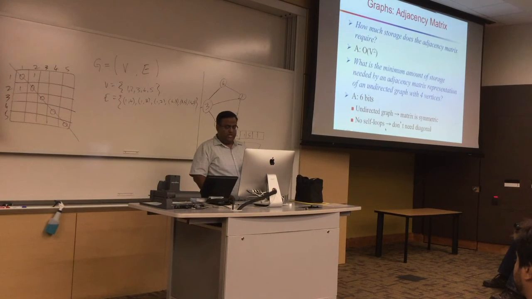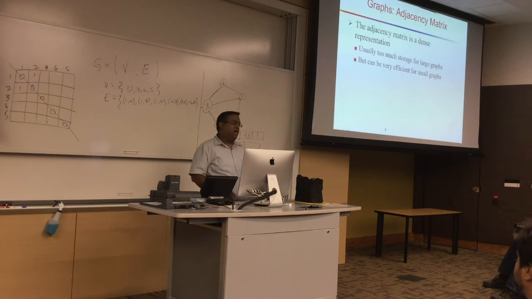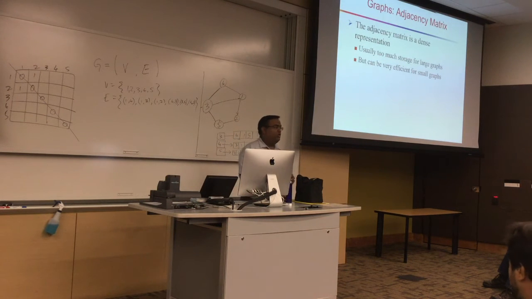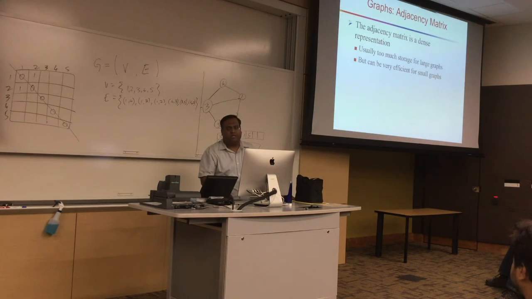So this is just to give you an idea that if you have to do a production level thing, you don't really store it as full nodes. You can even store the adjacency information in 1 bit between the 2 nodes. Now, adjacency matrix is a dense representation, usually too much storage for larger graphs, but can be very efficient for smaller graphs. Why is it efficient?